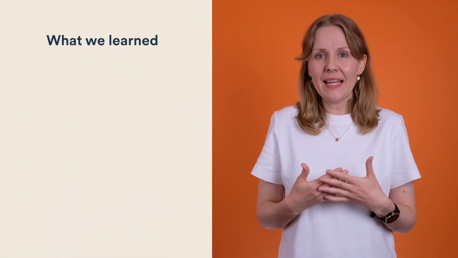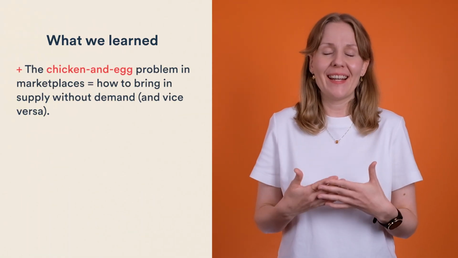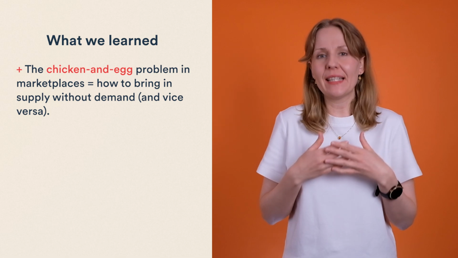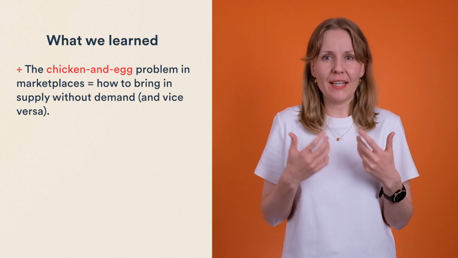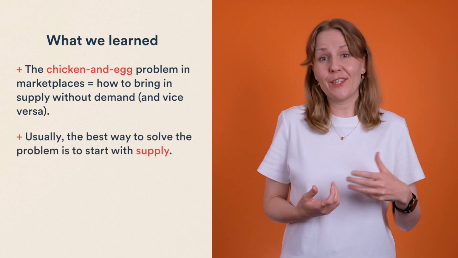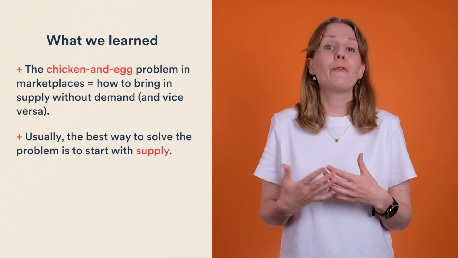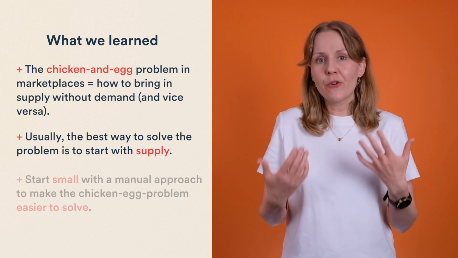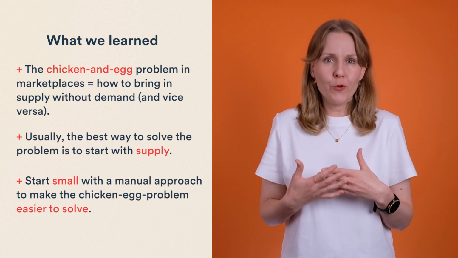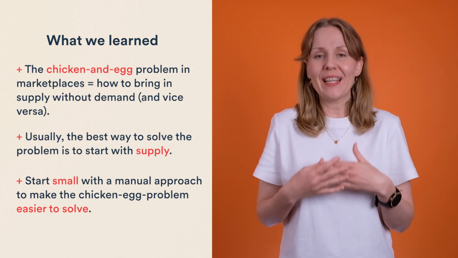That's quite a list. So, to wrap up, in the early days, marketplaces need to solve the chicken and egg problem. That means they need to identify which side of the audience they should build first. Usually, that's the supply. And there are many strategies to offer value to the supply before the demand is in place. In general, starting small with a manual approach makes the chicken and egg problem much easier to solve.